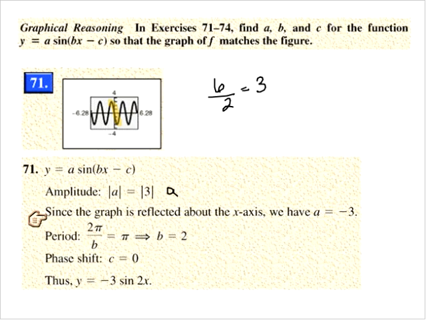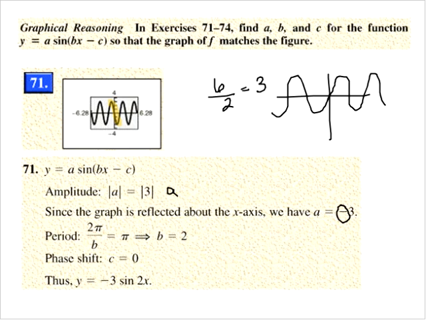All right. We have to notice, though, that the graph is reflected about the x-axis. A sine curve usually will look like this, going up and then down. So it's kind of reverse of what is shown there. Because it's reverse of that, we need that negative sign to show that reflection. So A is actually going to be a -3.